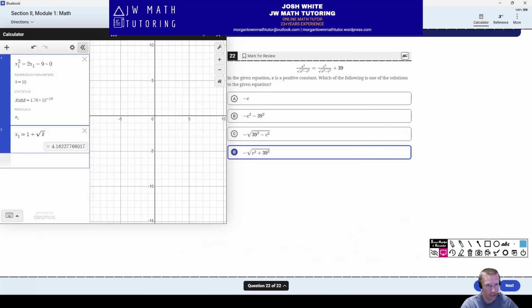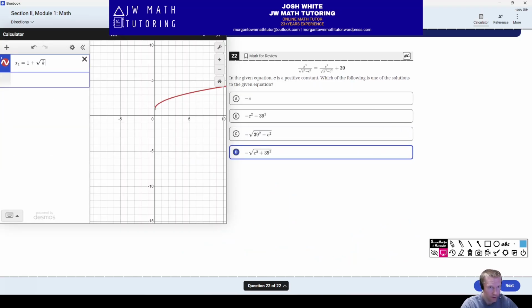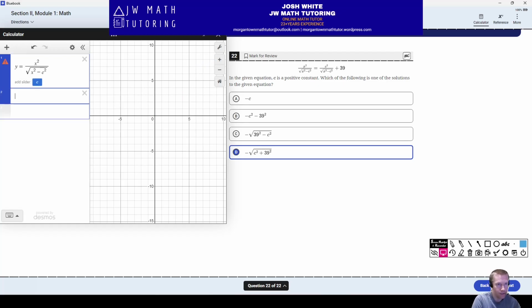Now, let's take a look at Desmos. So what you're going to do is graph out the entire equation, and I'm going to do y equals left side and y equals right side. It takes me a little time to type in the full thing.